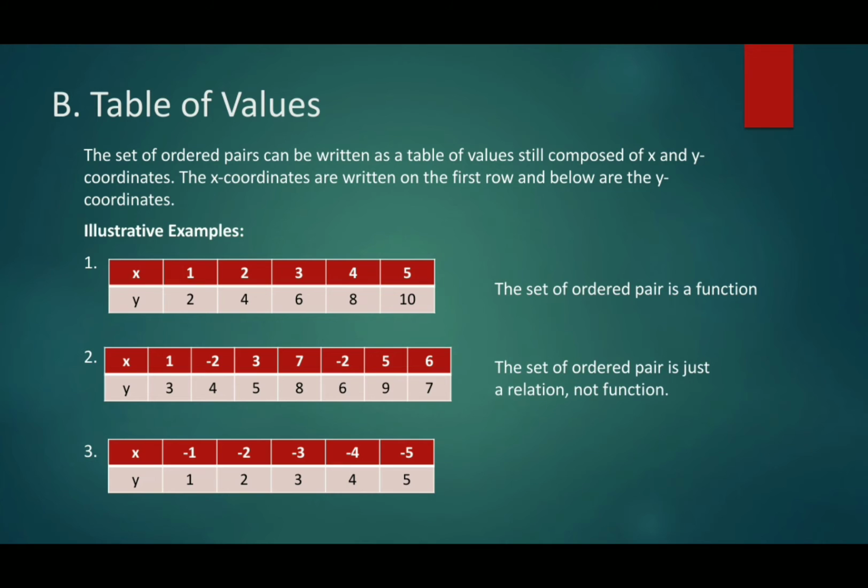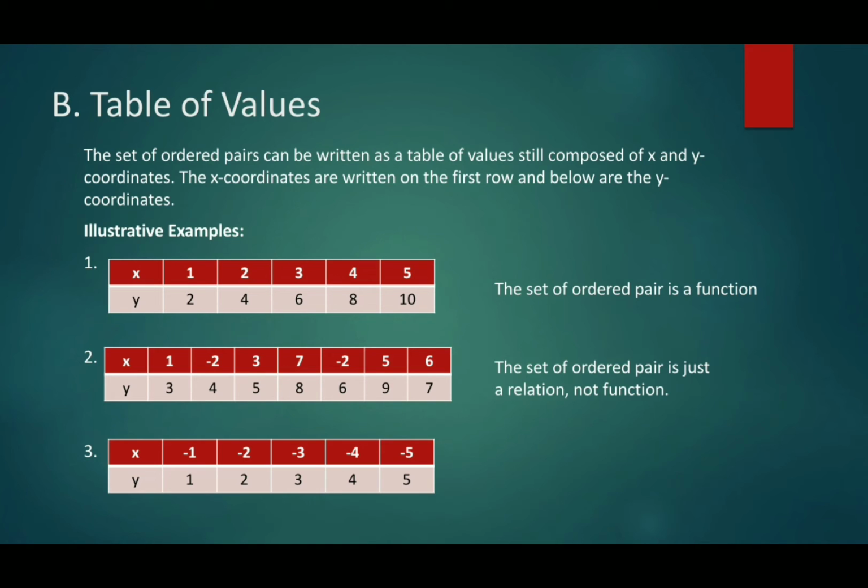So, what is the answer? The set of ordered pair is just a relation, not function. Why? Okay? I know yung negative 2. Okay? Negative 2, dalawa po. So, magkapareha sila. Okay? May magkapareha sa x dun sa row ng x, kaya hindi na siya considered as a function. Okay? Just a relation na lang siya.